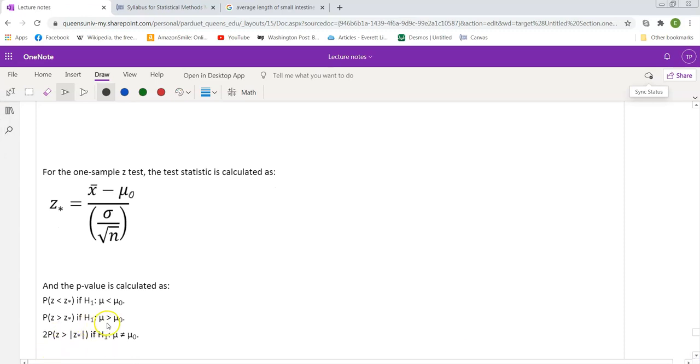Therefore, if your alternative hypothesis is less than, then your p-value formula is going to be the probability that z is less than this test statistic. And then this second one is the one we just saw. This third one is this one, by the way, this is the absolute value here.